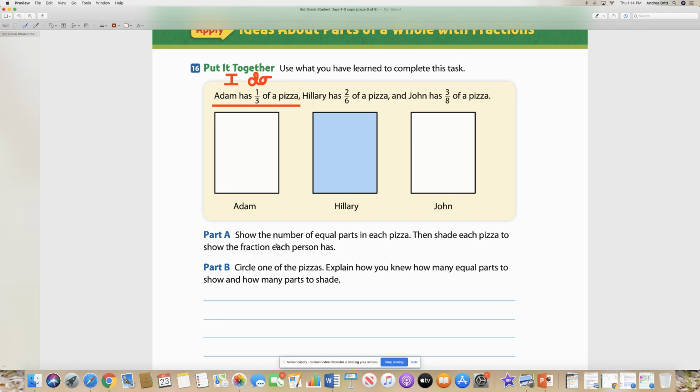I'm going to do this one. Adam has 1/3. I want you guys to do Hillary and John. Show the number of equal parts in each pizza. Then shade each pizza to show the fraction each person has.